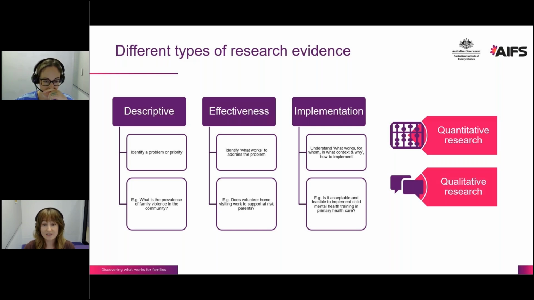The second type is effectiveness research. So this research tries to understand what works to address the problem. So what programs might be effective at addressing a particular problem. An example of this might be research that asked, what effect does this program have on a particular parenting practice, for example? And the third type is implementation.